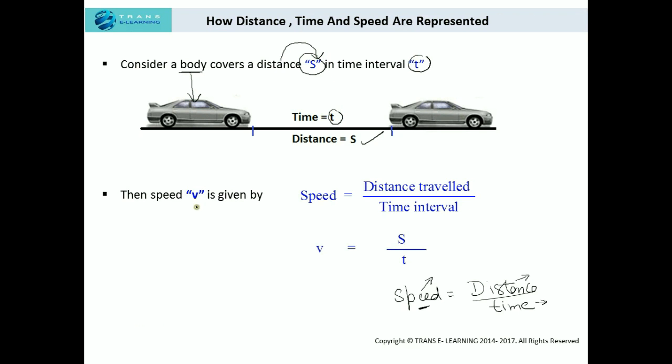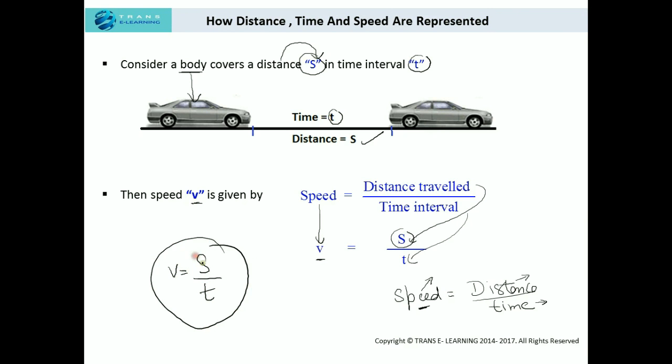Speed is represented by v. So here we can write speed, which is v, equals distance traveled, which is s, upon time interval, that is t. So now it's easy: v equals s upon t. This is the formula for speed. Now we are well aware of what is meant by speed, how speed is calculated, and how distance, time and speed are represented. In the end, let us take an example to understand the concept and to use this formula.